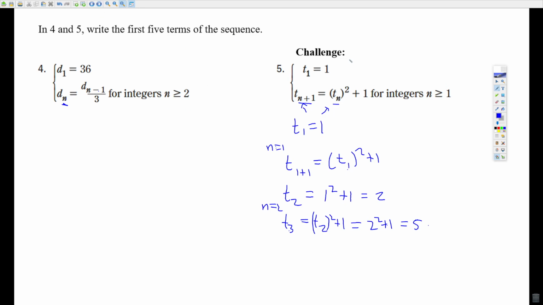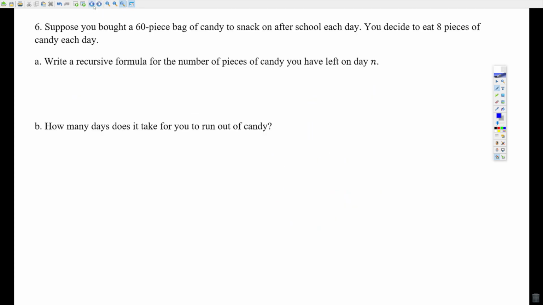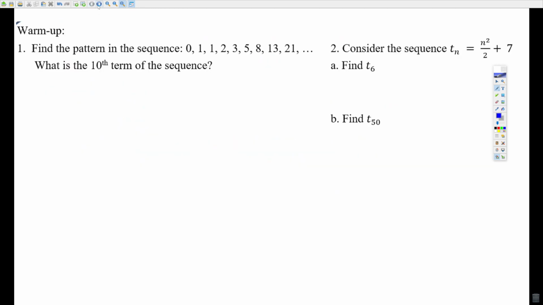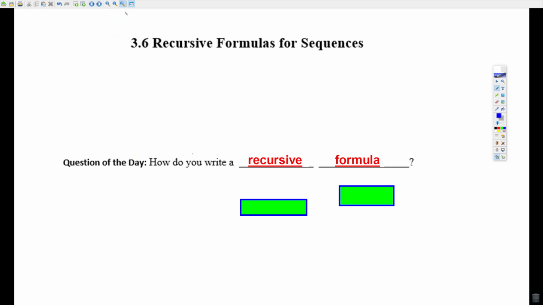So that's a little bit of a challenge problem, but it just looks a little different from what we've seen, but it's kind of the same idea. And that is actually the end of this lesson, because it's fairly short. So hopefully it's not too difficult to figure out and do. And then we'll be doing 3.7 after this one.